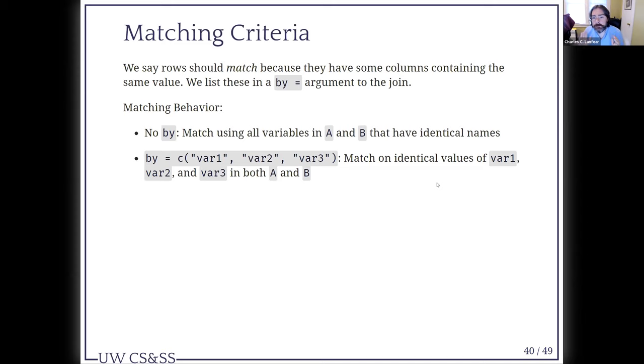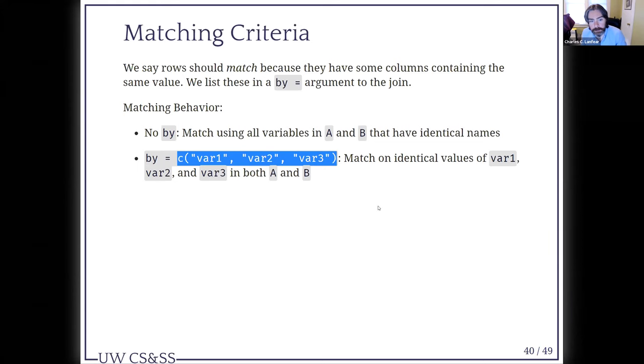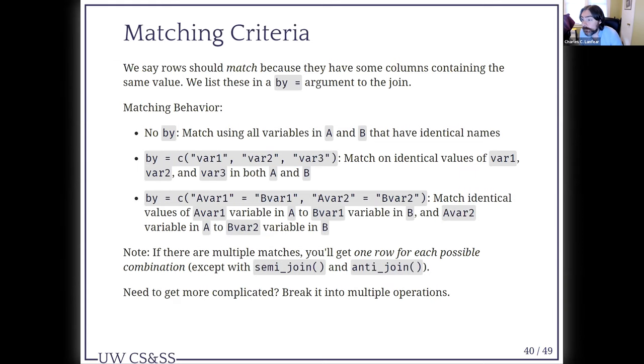If you only want to match on certain variables between A and B, like there are many columns with the same names but you only want to match on some of them, you can name those columns. You can say, I want to match on variable 1, variable 2, and variable 3. So you'd say by equals variable names. Maybe they have different names between the tables. So the variable you want to match in table A to in table B, they have different names.